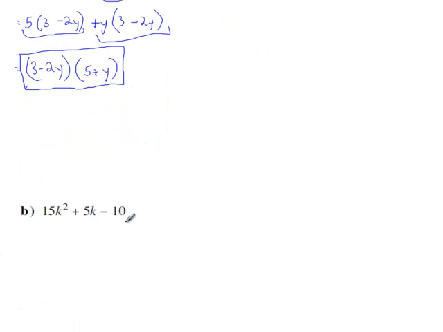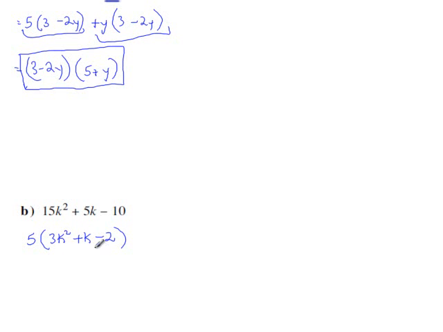Okay, you're going to look for any common factors to take out. Oh, in this case, each of these terms are divisible by 5. So we'll do that first. 5 times 15k squared divided by 5 is 3k squared. 5k divided by 5 is just k. And -10 divided by 5 is -2. Alright, so you've taken out the greatest common factor.